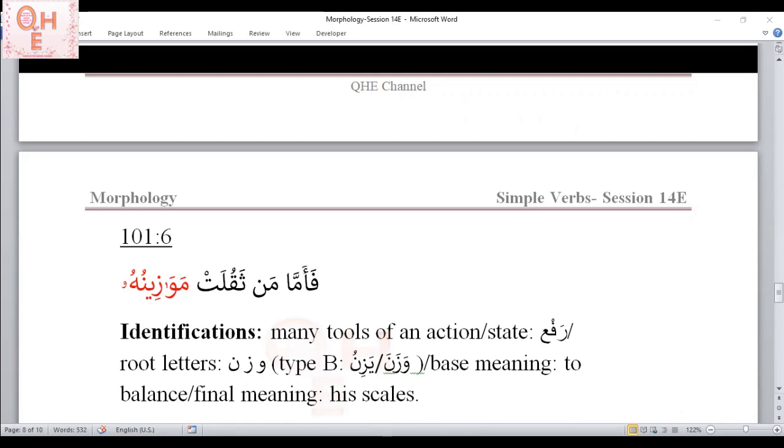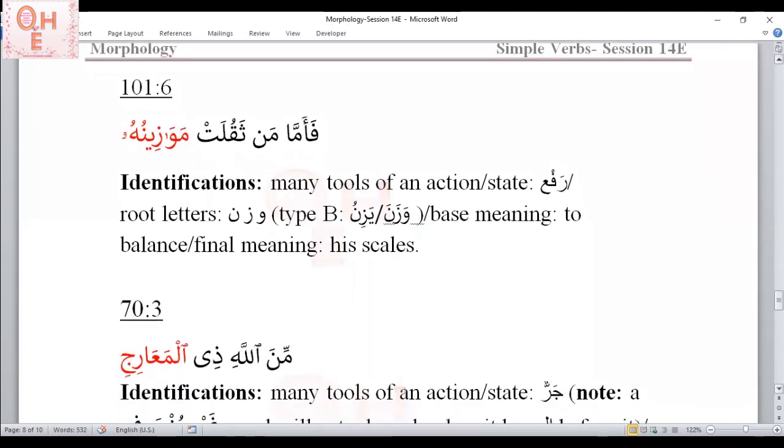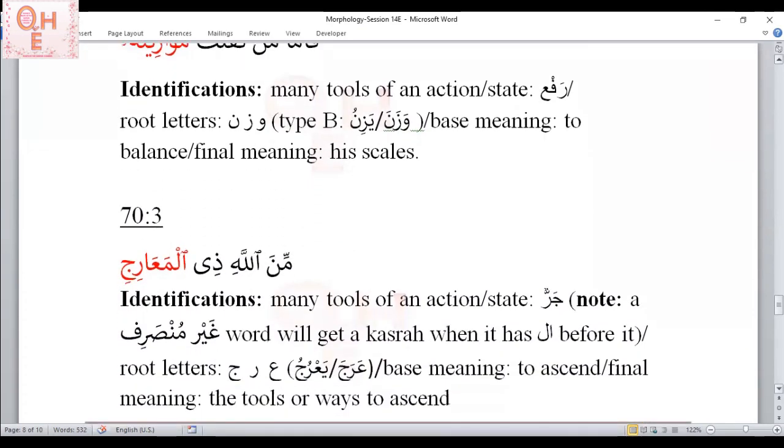Let's go over some more examples which I have identified already. So over here we see the word al-ma'arij. Let's go over the identification. This matches with one of the plural patterns. So in general, I can say many tools of an action. State: jar. Now why jar? Even though this is ghair munsarif.